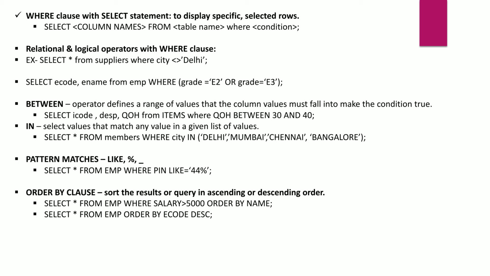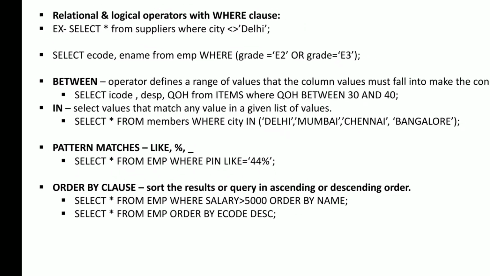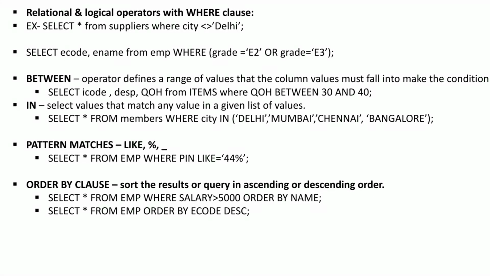The range includes both the lower value and the upper value. In the given example, select icode, desp, qoh from items where qoh between 30 and 40. It shows the output between, that means including the 30 and 40 values, from 30 to 40.